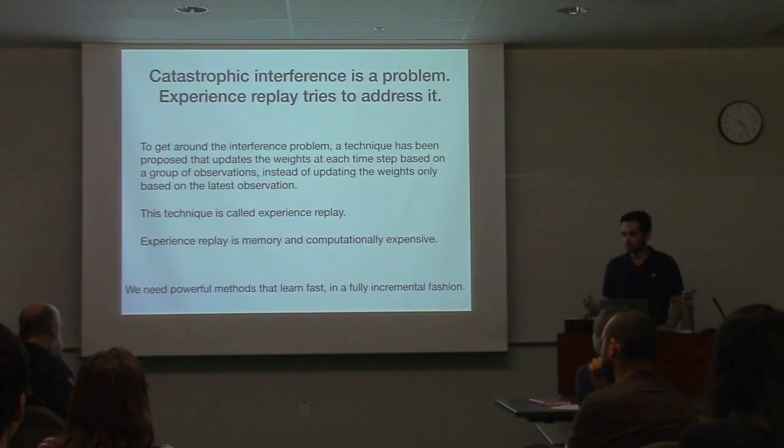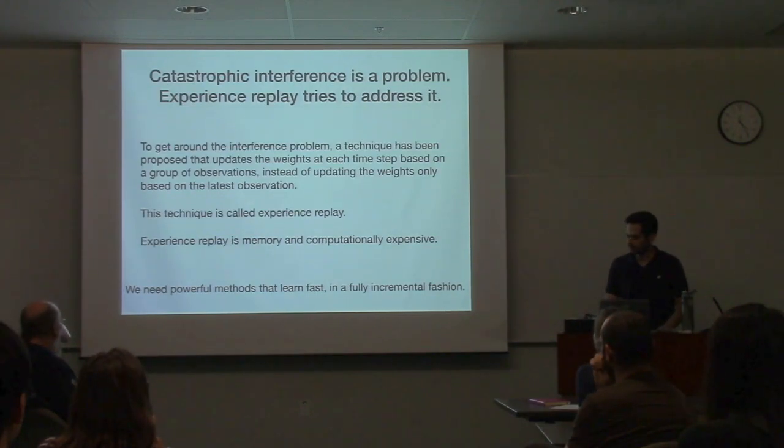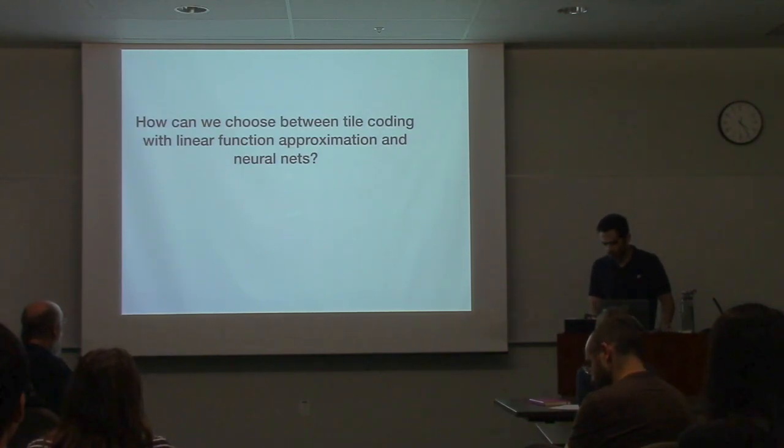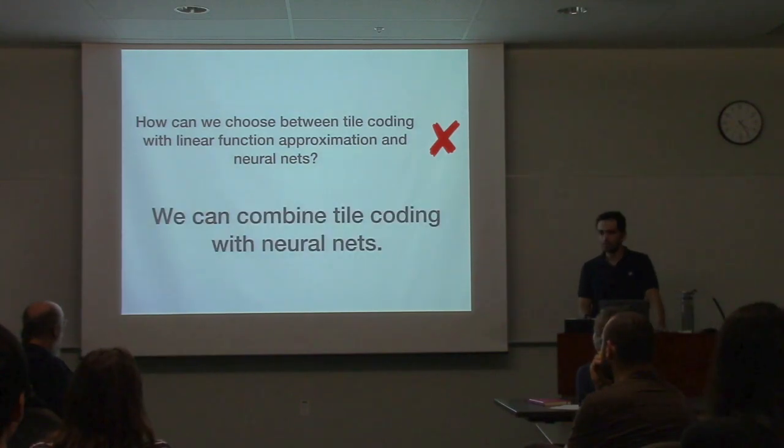But this doesn't mean that this is a solution. I think we still need methods that can learn incrementally and fast. So each method has weaknesses and strengths. How can we choose between them? I don't think we have to choose. I think we can combine tile coding with neural networks.